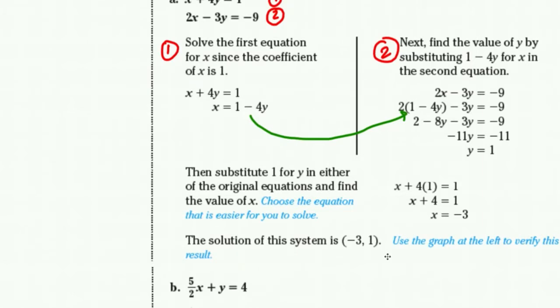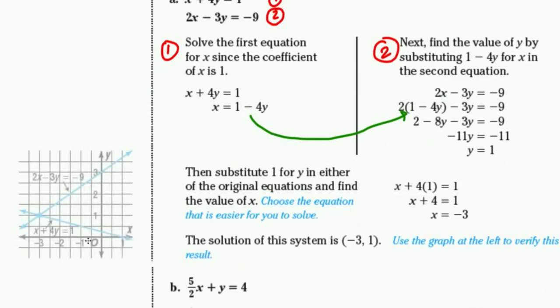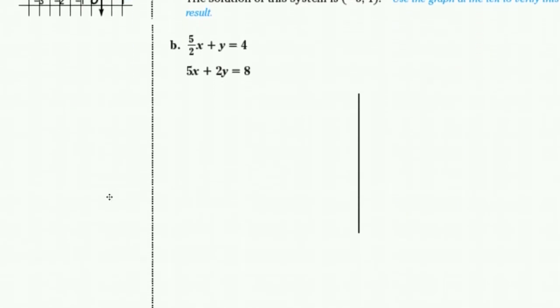Now use the graph to the left to verify this result. We go back to our first method of graphing. If we graph both equations, you notice that they do intersect at negative 3 and 1. Let's take a look at example B.